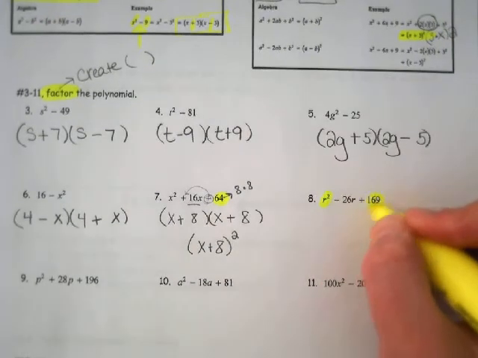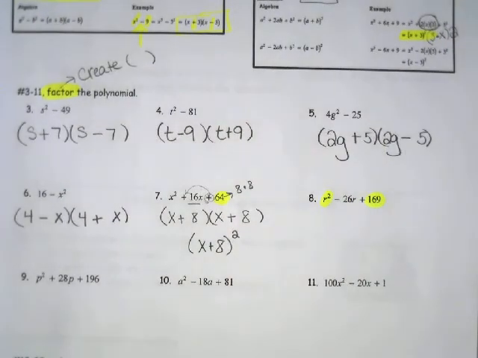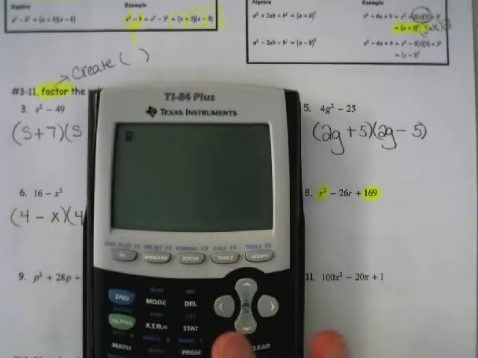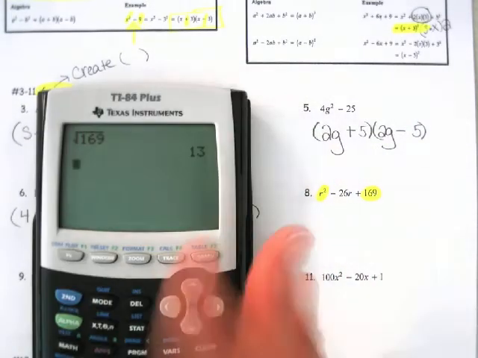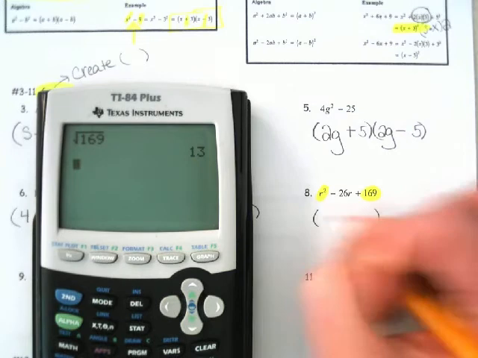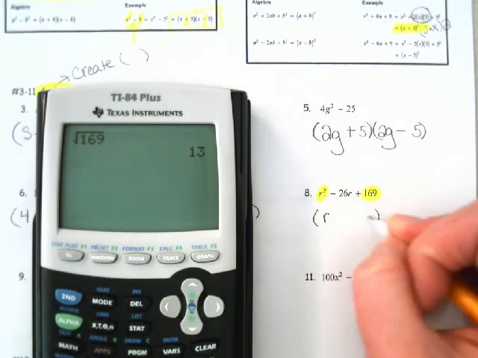So let me try another one with you, and then I'll have you try a couple. So if you notice, the first and the last are both perfect. Now, if you don't recognize 169, then you can grab your calculator and you can take the square root of the number, and you'll notice that it does come out to be perfect.